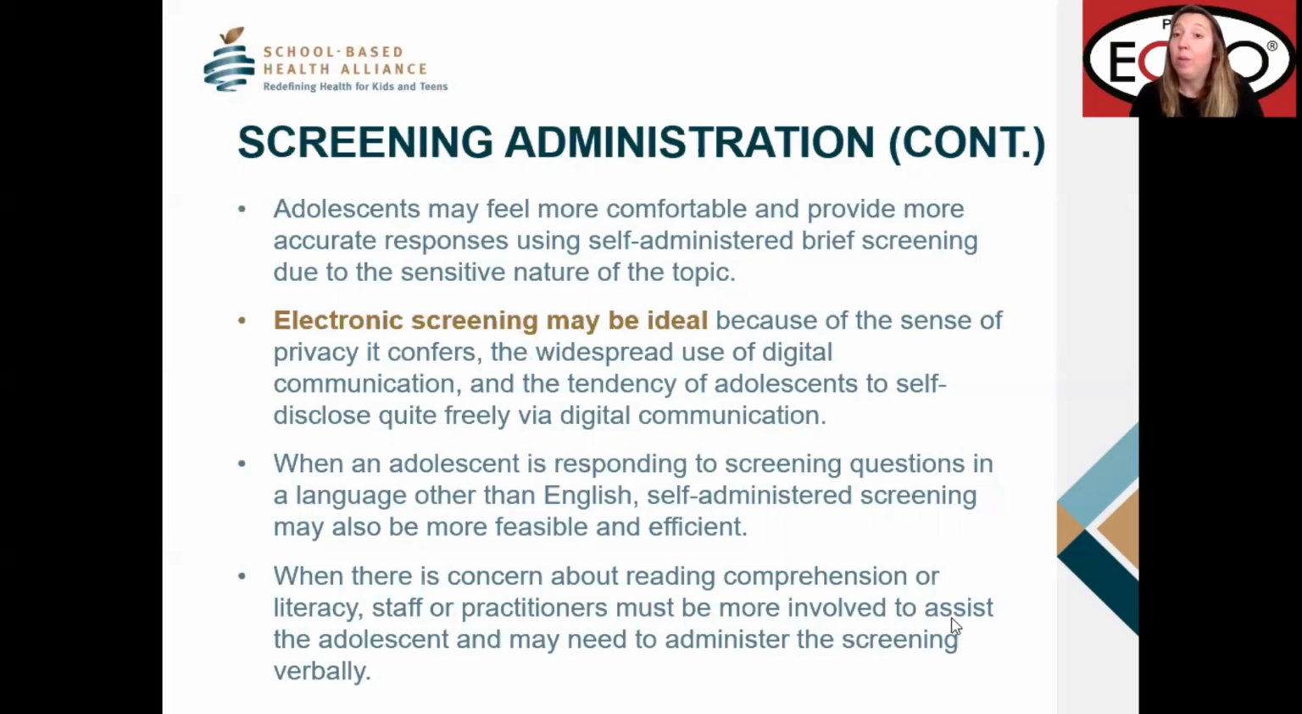However, when there is a concern about reading comprehension or literacy, staff or practitioners must be more involved to assist the adolescent and may need to administer the screening verbally.